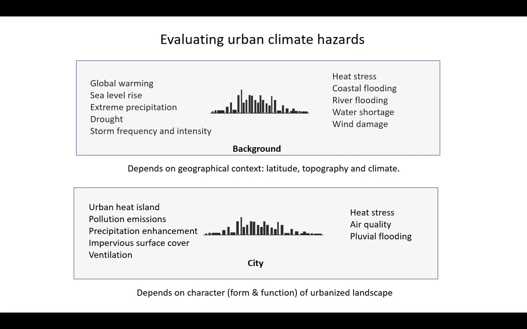And also, we need the intracity information, like the urban heat island, population emission, precipitation enhancement, and the portion of impervious surface cover inside the city, to evaluate heat streams, air quality, and pluvial flooding, which are directly related to the impervious part of the city.